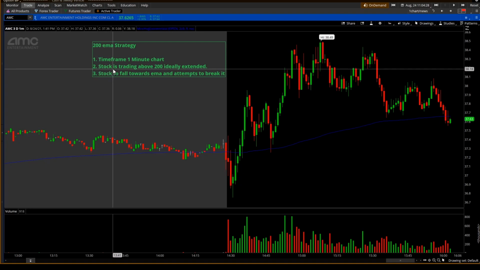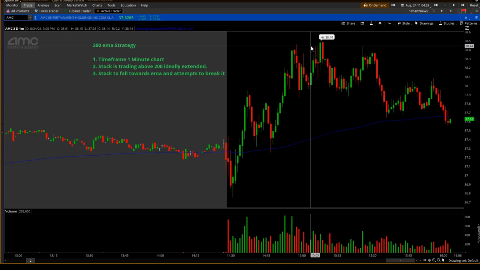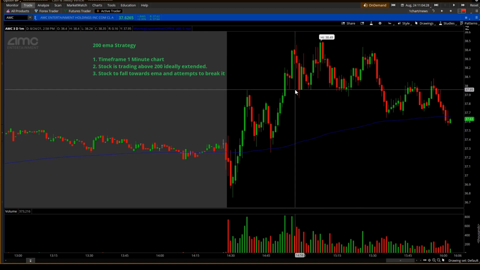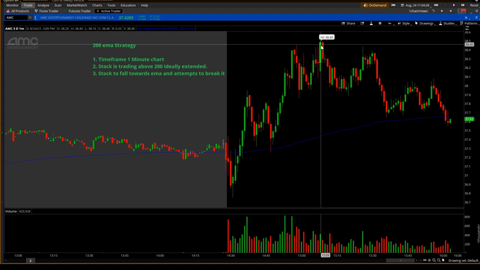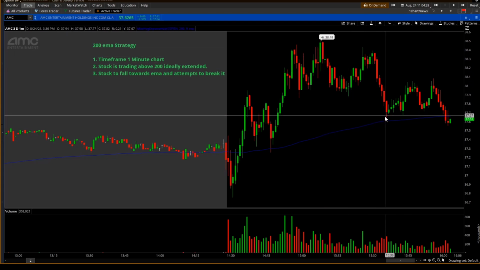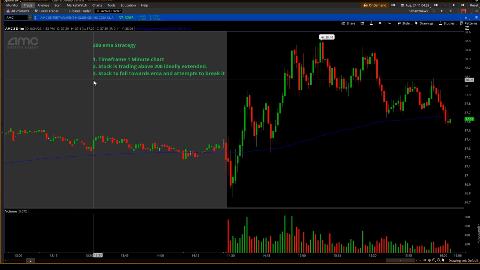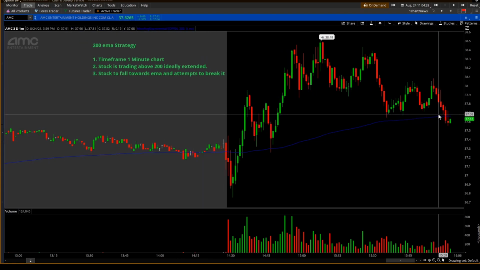Number two, stock is trading above 200, ideally extended. So what do I mean by that? We want that extension at one point. It doesn't have to be now. It could be a bit earlier during the day, but as long as there was an extension and then rejection or reversal towards the 200 EMA, that's what we want. Third rule that I have is stock to fall towards EMA and attempts to break it. So in this case, that's number 3.